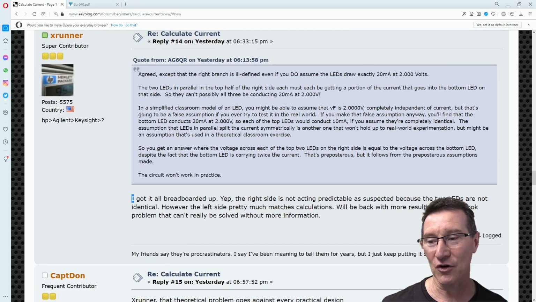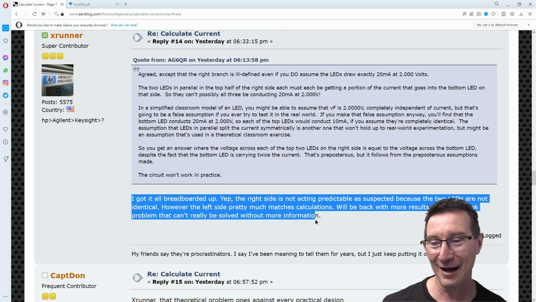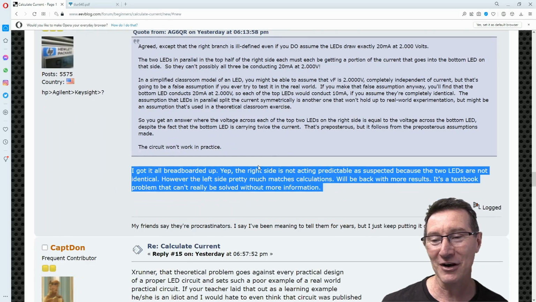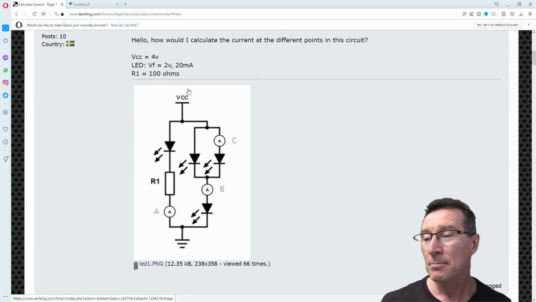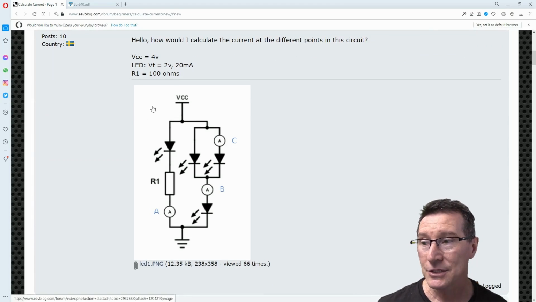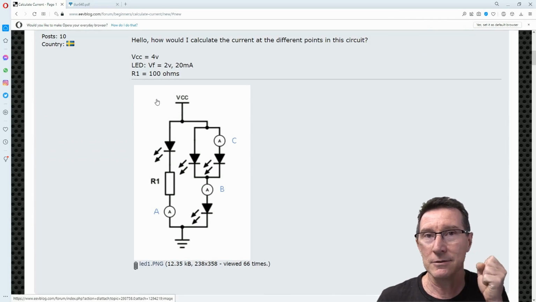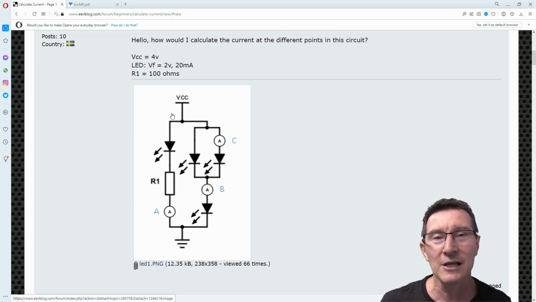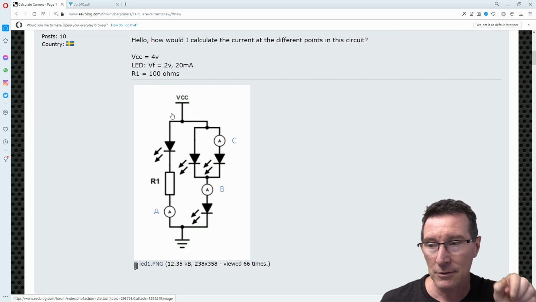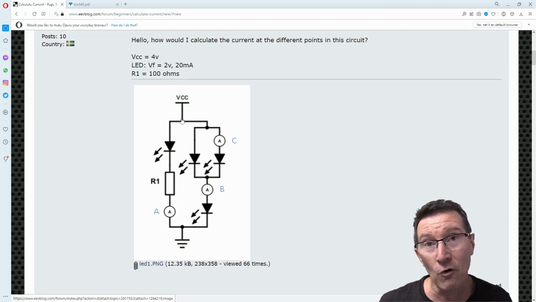Anyway, Xrunner's got it all breadboarded up. Yep, the right side is not acting predictable as suspected because the two LEDs are not identical. Exactly, they're not matched. However, the left side pretty much matches calculations. Yes, it will, because you've got a low impedance current source. Your power supply has a very low impedance output, like milliohms, really small. So unless you've got the current limiter set, it's going to force 4 volts to this point.